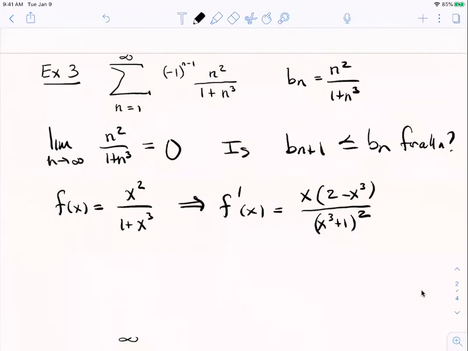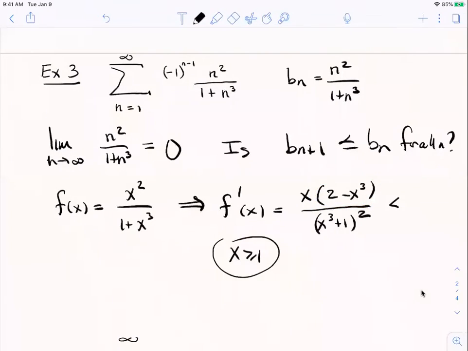Okay, so in looking at this thing, what's going to be its sign? With these things, I'm just interested in x greater than or equal to 1, because I'm thinking about x as the whole number n equals 1, 2, 3, and so on. So if x is greater than or equal to 1, that's a positive number. This thing down here is a positive number. So it's this factor, the 2 minus x cubed. Well, if x is bigger than the cube root of 2, then that thing is negative.